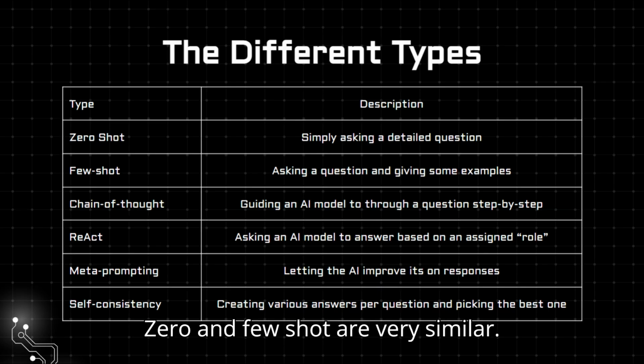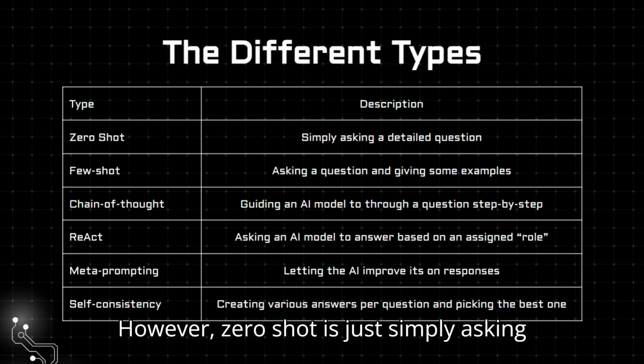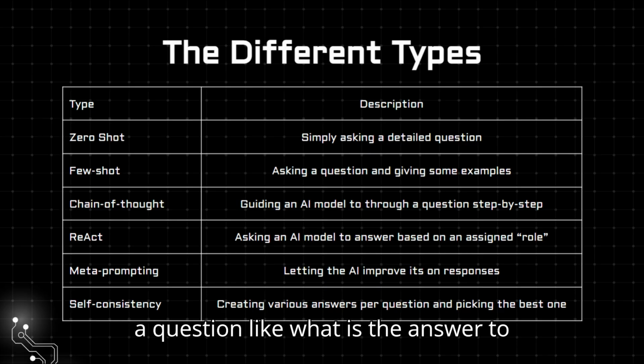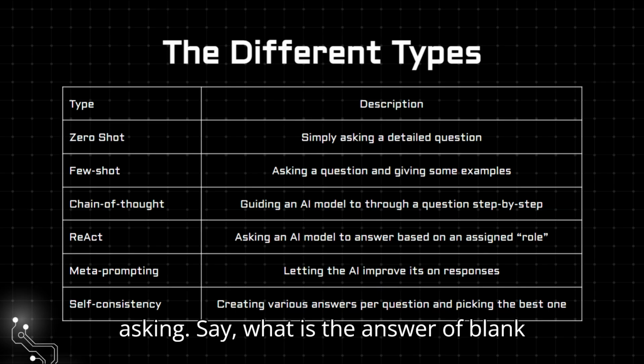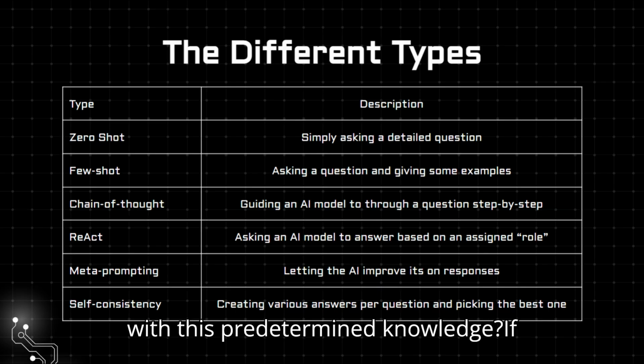Zero and few shot are very similar. However, zero shot is just simply asking a question like what is the answer to blank. Whereas with few shot, you give the AI context as to what it's asking. Say, what is the answer of blank with this predetermined knowledge?